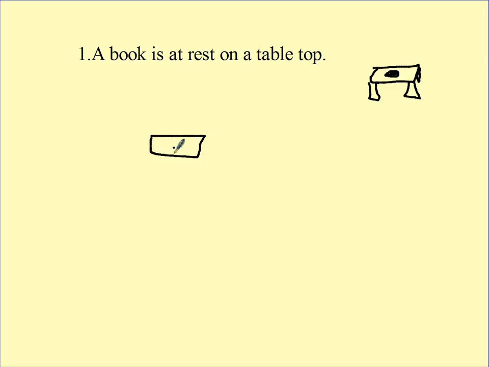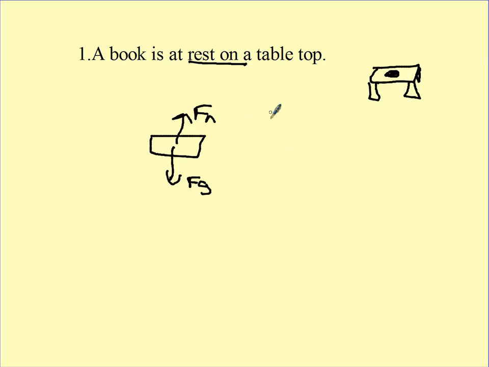The first force you always draw is FG. It goes straight down. Now because it's resting on a tabletop, there's going to be this normal force, the force of the table pushing back up on the book. I don't have any forces in X.